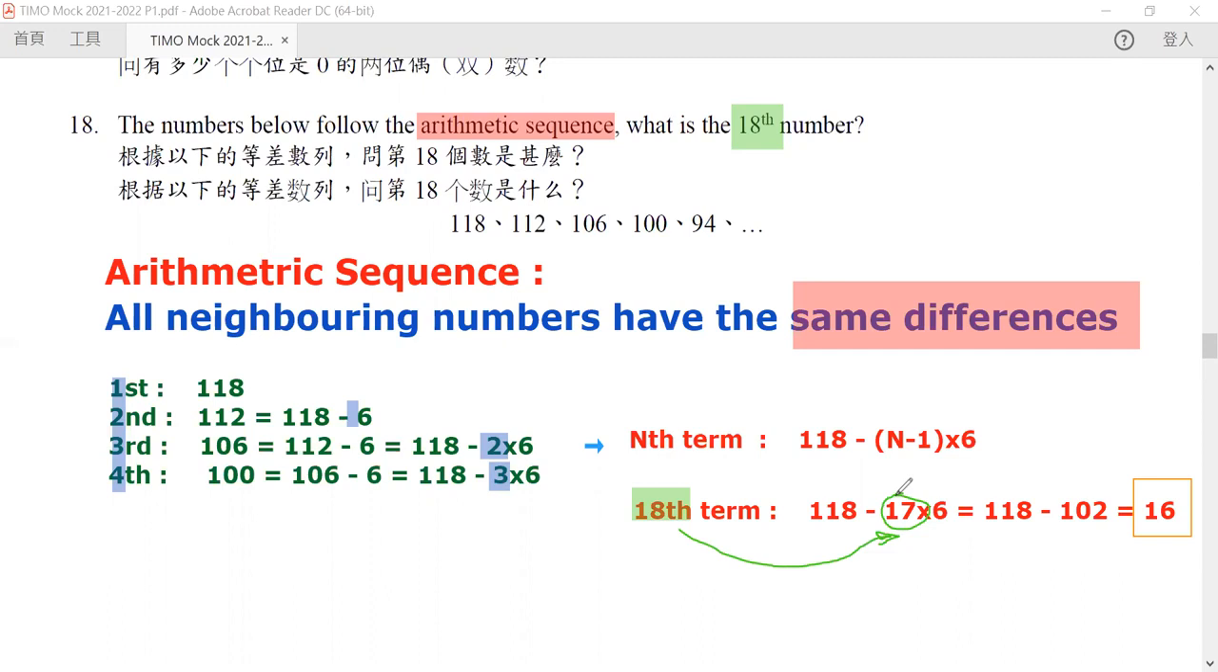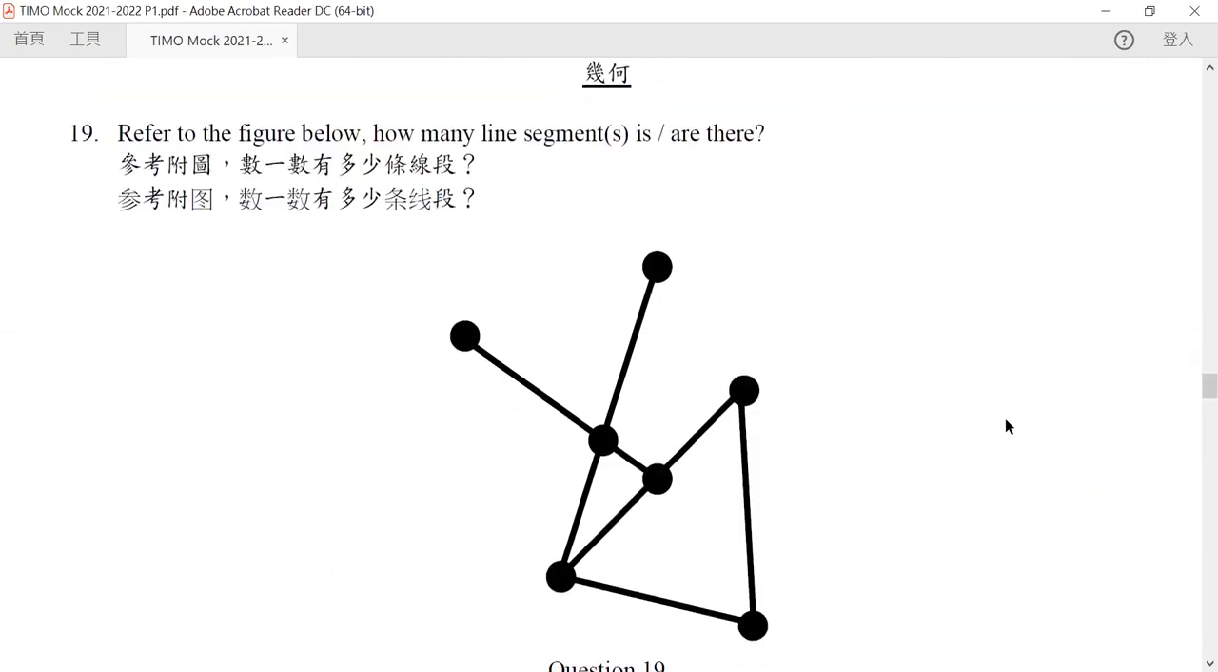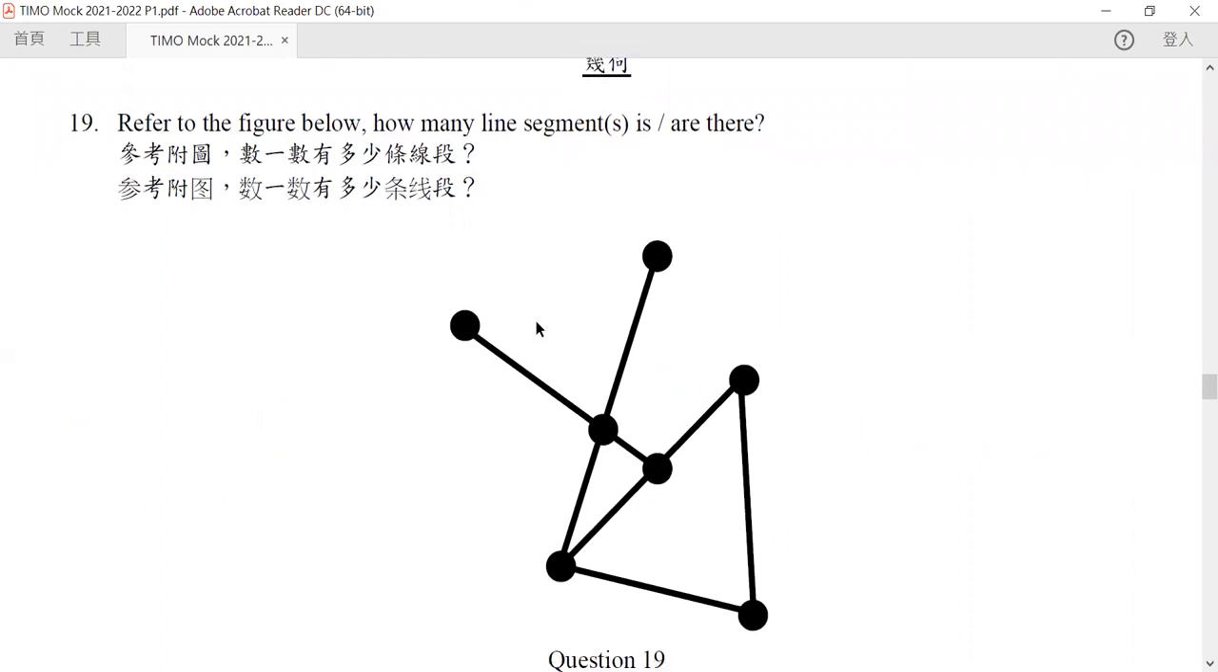Okay, so this is our question 18. Is there any question? If no, then we will go on to talk about the next topic, which is geometry, the topic about graph and diagram. Okay, referring to figures, we know how many line segments are there.